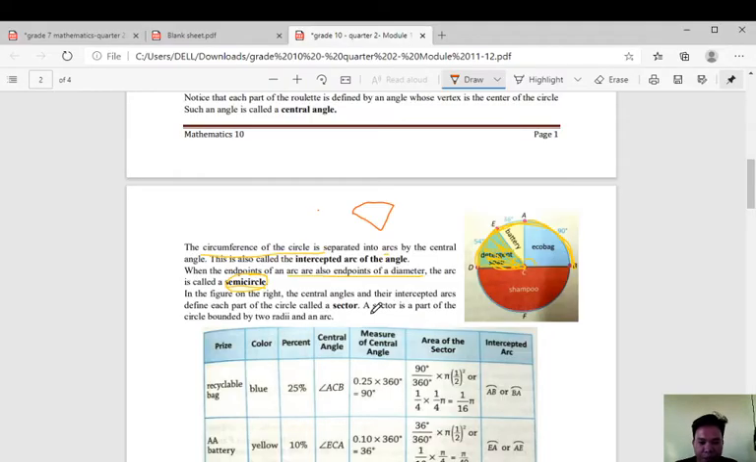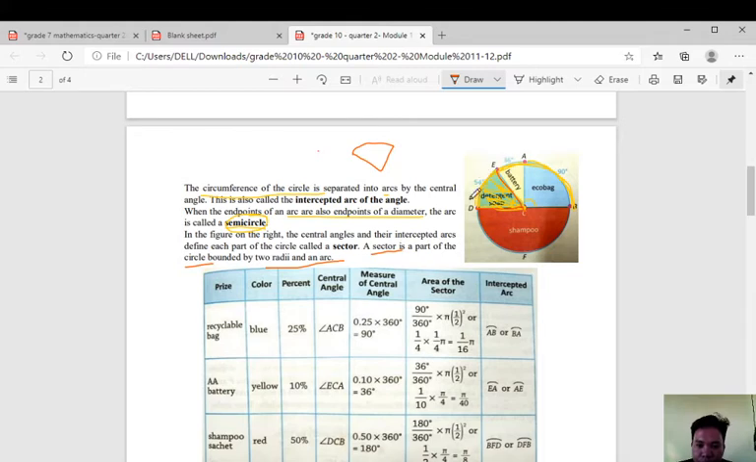A sector is a part of the circle bounded by two radii and an arc. So this is the two radii. This is also a radii. Radii is a plural of radius. So, it's bounded by two radii, then it is a sector.